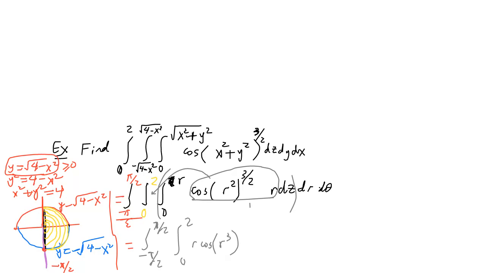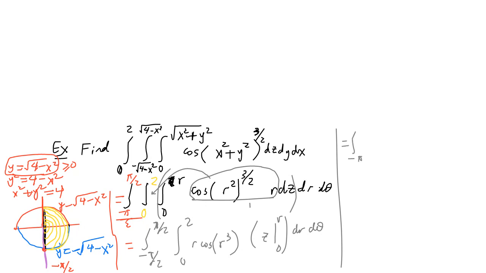The remaining is 1. The antiderivative of 1 dz is z from 0 to r. Replace z with r, then replace z with 0. So r squared. Yes, Fatima. Excellent. Yes, we need integration by substitution.